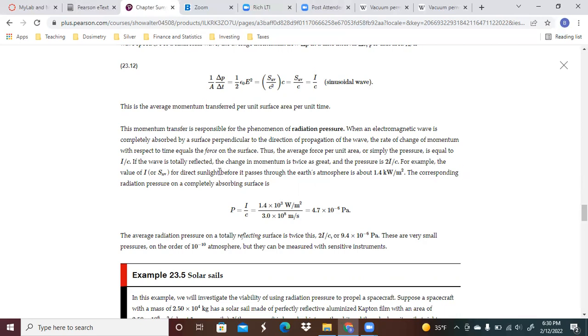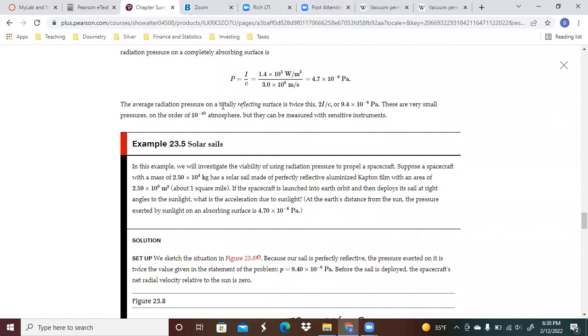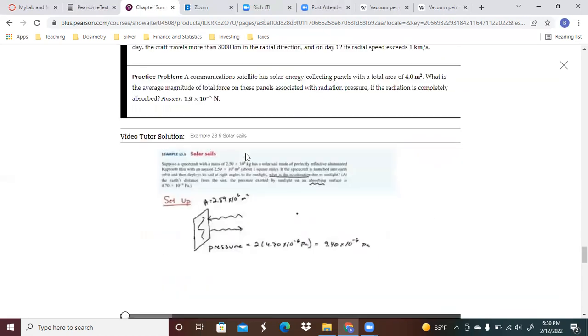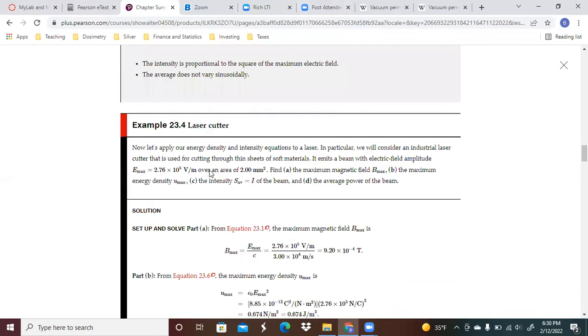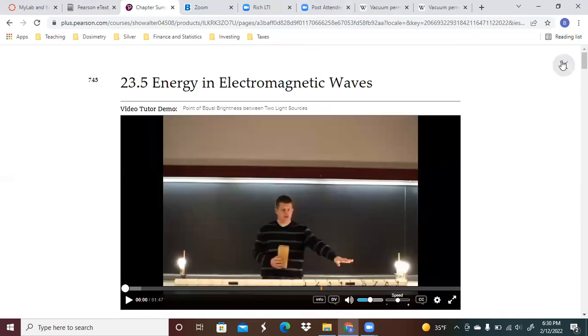For example, the value of I for direct sunlight before it passes through the Earth's atmosphere is about 1.4 kilowatts per meter squared. The corresponding radiation pressure on a completely absorbing surface ends up being this number of pascals. The average radiation pressure on a totally reflecting surface is twice that. These are very small pressures, on the order of this, but they can be measured with sensitive instruments. So those are some interesting concepts that we can take forward about electromagnetic waves.